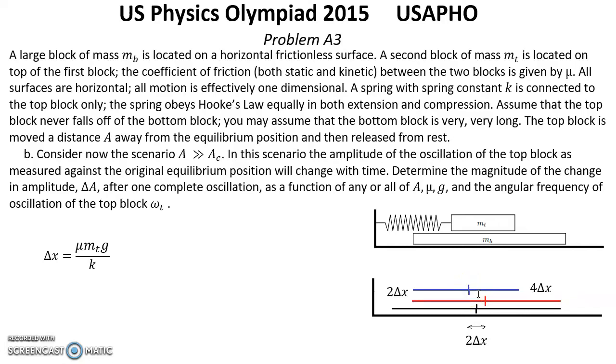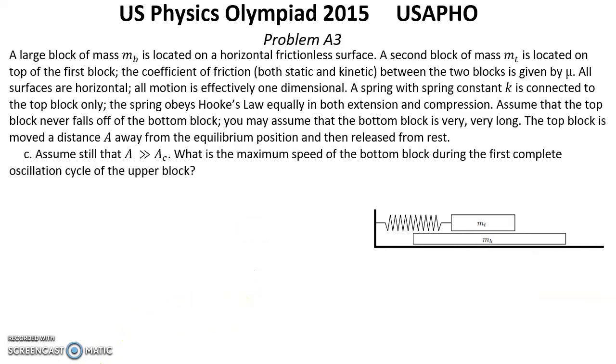But because it's shifted by dx, the total stop point will shift by 4 dx from the rightmost position. So it means that the total amplitude will change by 4 dx. And the solution for this question is 4 dx, which is 4 μ MT g over k. That's the answer for question B.